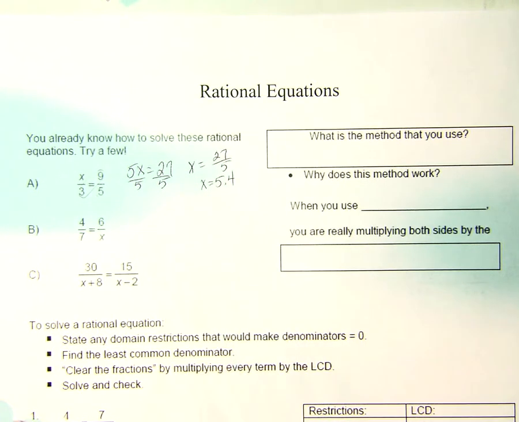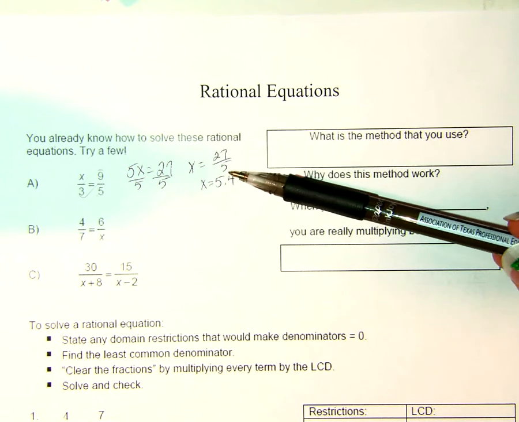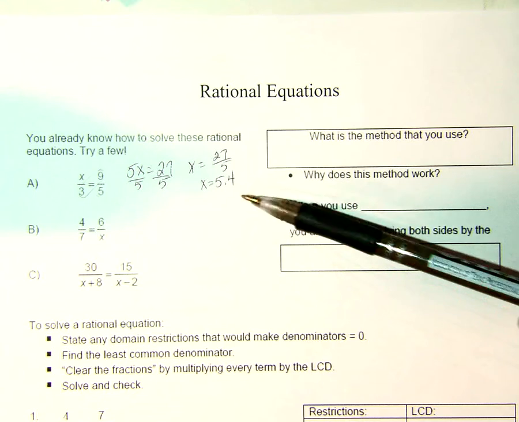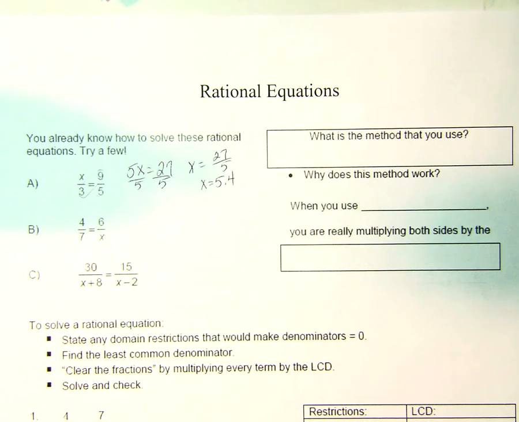Now, if we're doing a word problem or something like that, and we need to know how many boogers we picked, we can't really say 27 over 5. That doesn't make any sense. 5.4 boogers makes more sense, right?